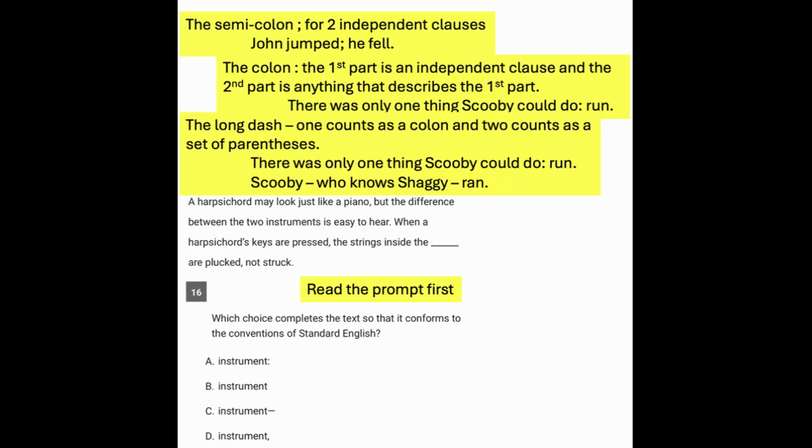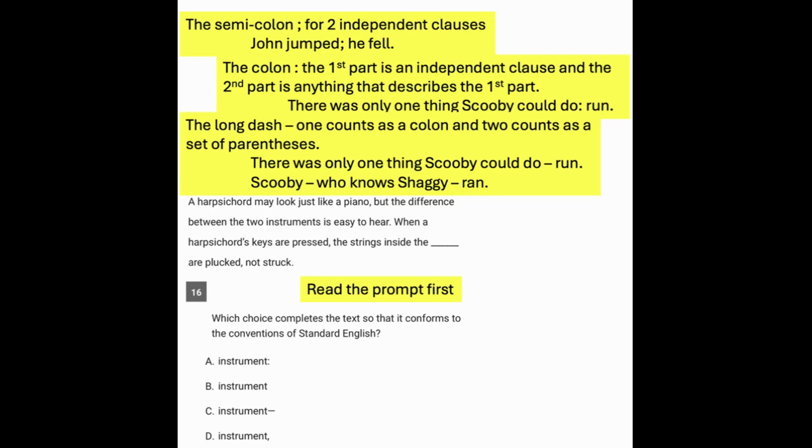Finally, for the long dash, one long dash counts as a colon, and two count as a set of parentheses. So we could replace our colon example with a long dash. We can say, "There was only one thing Scooby could do—run." So we're using it exactly like we would use a colon. And we can also say, "Scooby—who knows Shaggy—ran." In other words, we're using two long dashes like a set of parentheses.